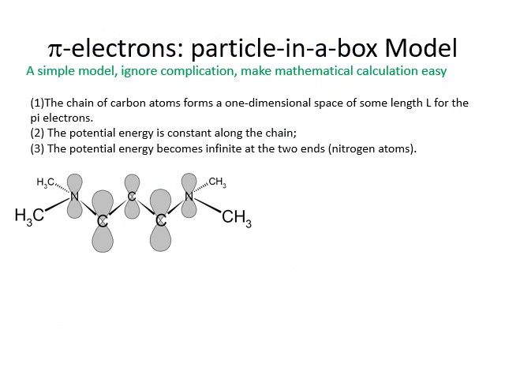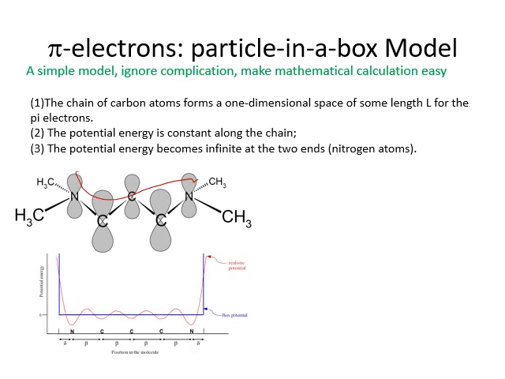In summary, a conjugated system is a one-dimensional space of some length L for pi electrons that can move freely along this molecule. The potential energy is considered constant or even zero, like this blue color. The potential energy becomes infinite at two ends. This ensures the electron is restricted inside the molecule, but cannot get out.